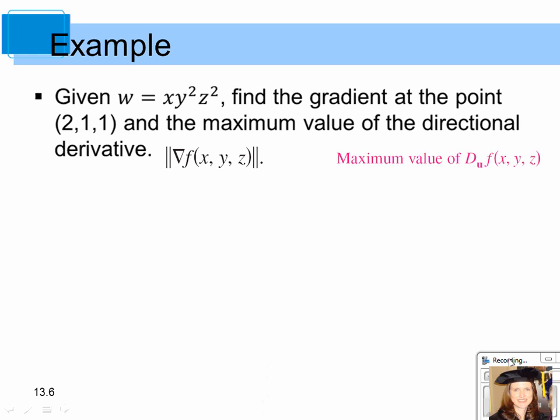Okay, in this example, we're given a function of three variables, w equals x y squared z squared. Find the gradient at the point and the maximum value of the directional derivative. To find the gradient, you take the partial derivatives, and you're going to evaluate the partial derivatives at the given point. And then the maximum value of the directional derivative is the magnitude of the gradient. Try this one on your own, pause the video, and then come back and check your answers.